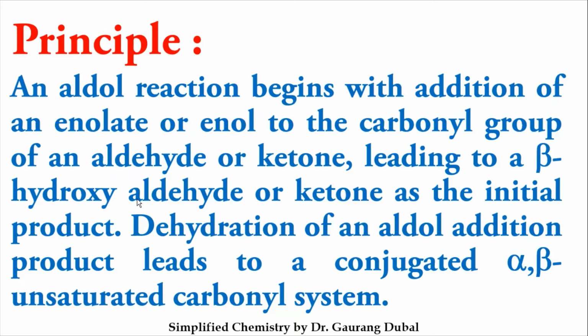Whatever starting material you utilize, that will be your product. So on the beta position you will get hydroxy, either you took aldehyde or ketone, right? And later you can do the dehydration process, which will lead to the product alpha beta unsaturated carbonyl system. So in very simple words, we are taking either aldehyde or ketone for the reaction in presence of base catalyst. In this video we will learn about base catalyst. Another separate video for acid catalyst is also available, right?